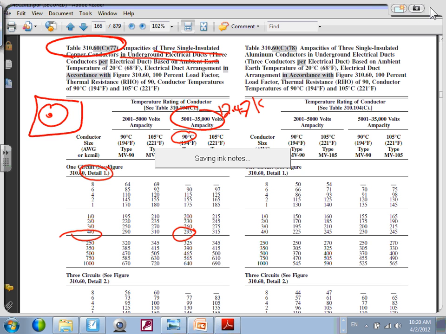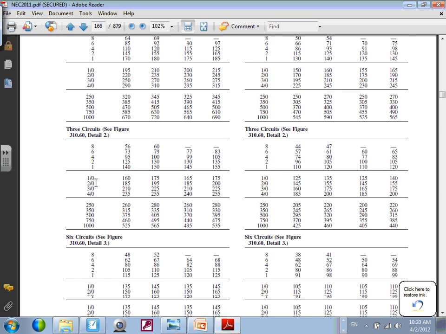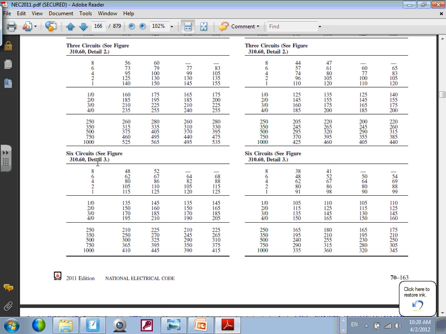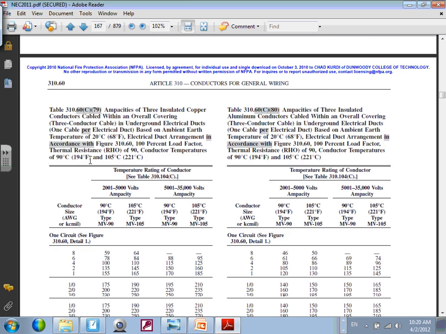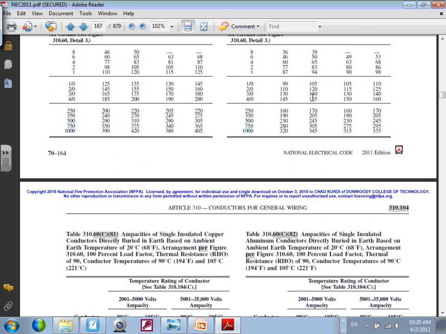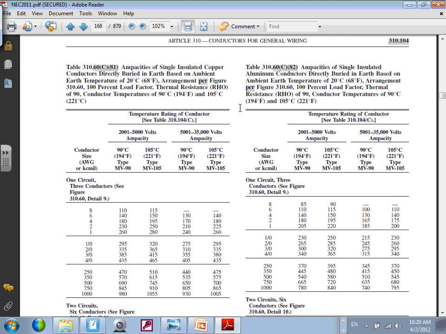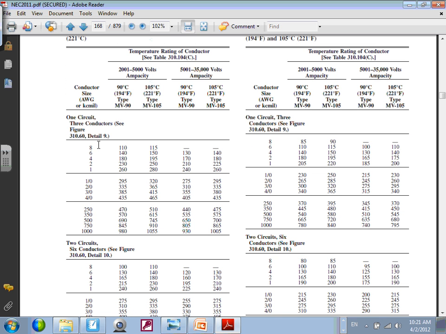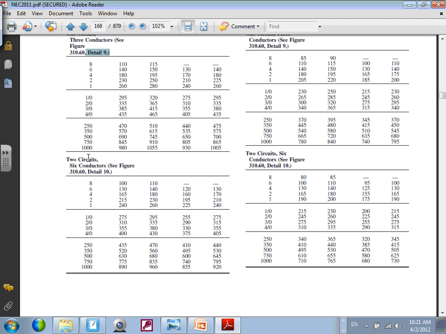Okay, so these are all the details, guys, that you're going to encounter. Here's detail 2, detail 3, which, if you guys remember, was 4 ducts. And then they go through all these applications. 3 insulated conductors in underground ducts, all of these in underground ducts, multi-conductor cable, and so forth. I think some of these are buried in earth. This is yours, ampacity of single insulated copper conductor directly buried in earth. That's what we were just talking about. On an ambient temperature of 20, so detail 9, now we're talking about directly buried. Detail 10. I can't emphasize enough, guys, the importance of looking at these details and understanding them before you use them.